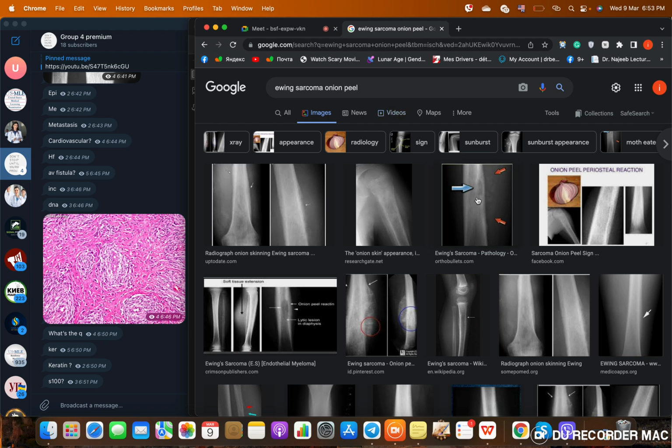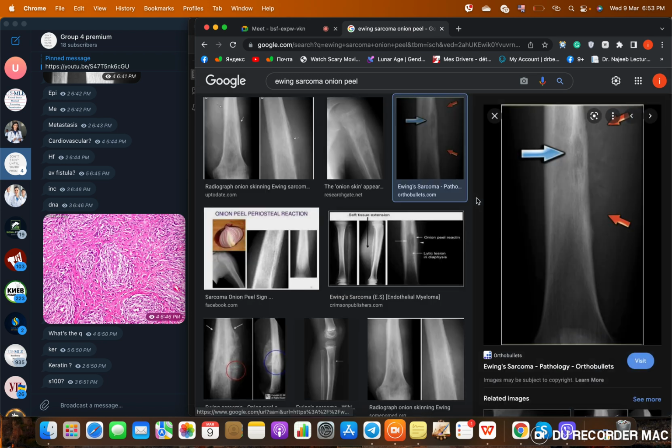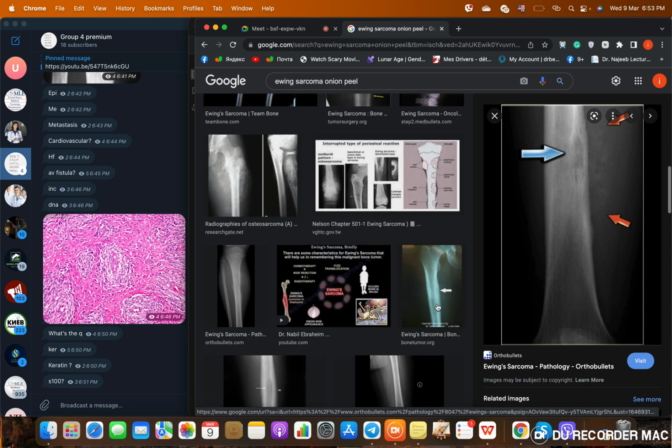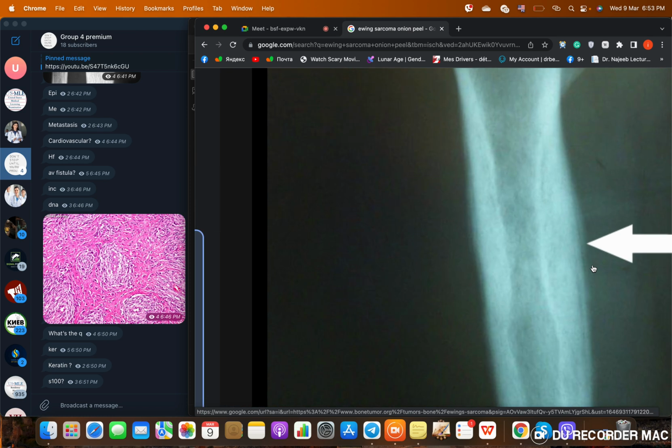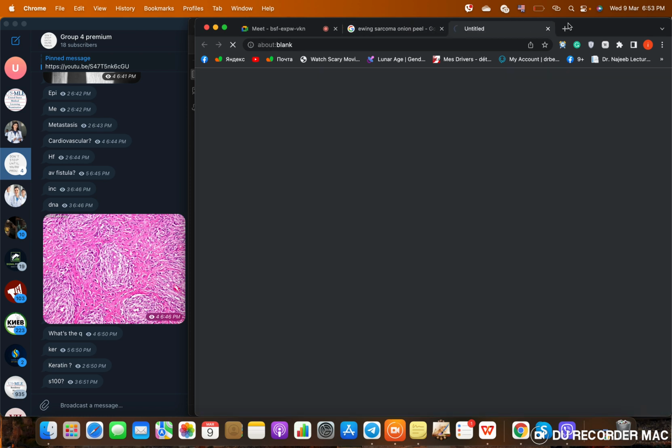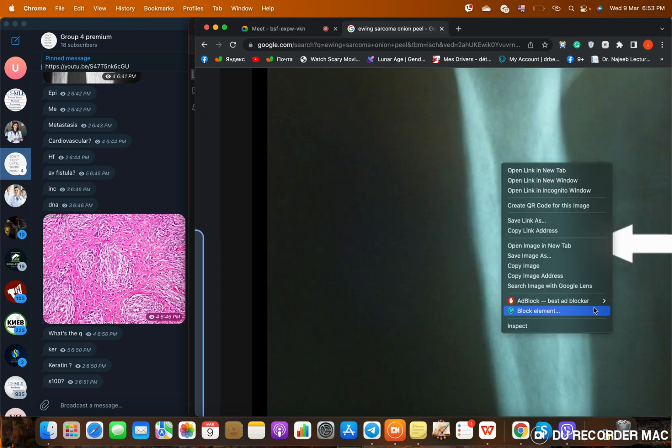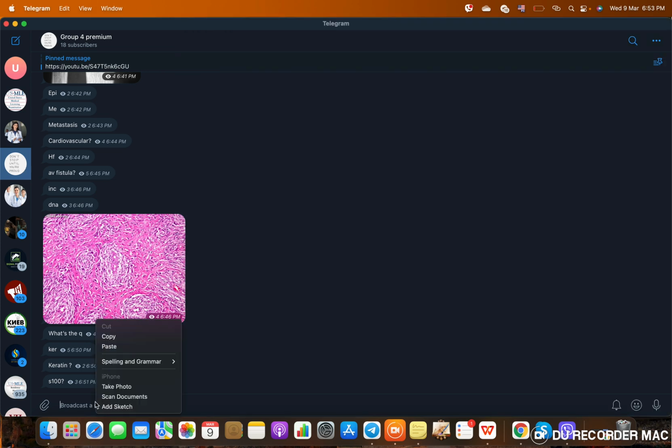Like this one has the onion peel, the osteoid osteoma has the pain that is relieved by NSAIDs. I hope you can see this is the periosteum and it's just going out, right? That's the onioning of the bone. Can you see? It's like layering. It's like if you get an onion and you cut it, it has multiple layers, right? So that is it.